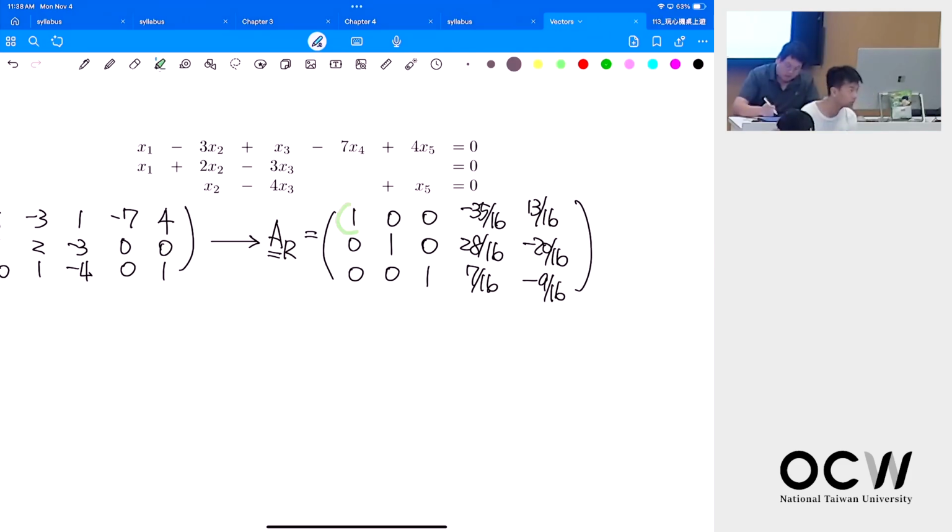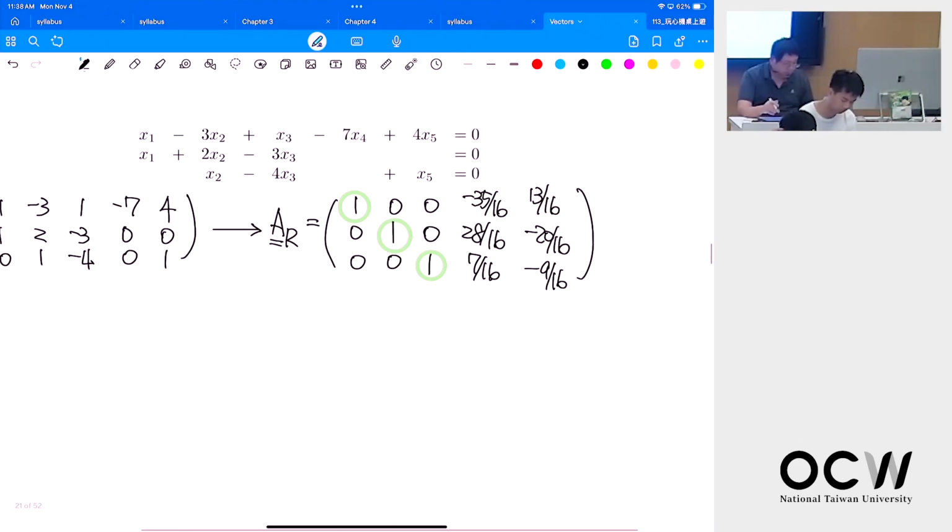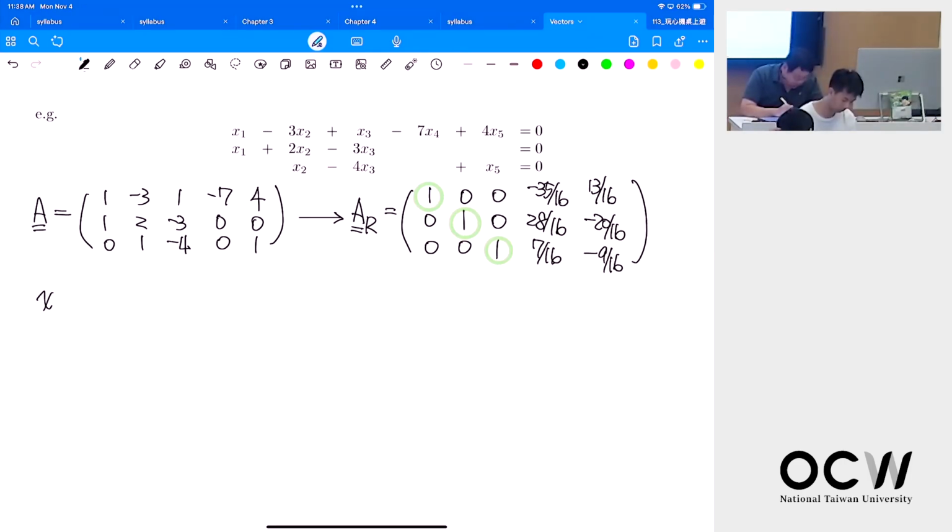And you got leading entry, leading entry, leading entry. Okay, 3 leading entries and 2 independent variables. So x1, x2, and x3 are dependent. x4 and x5 are independent.